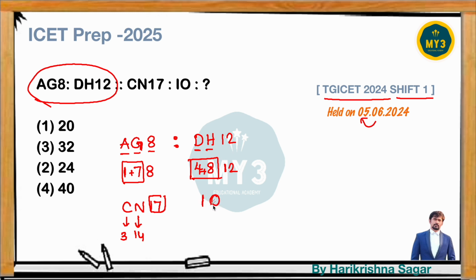Similarly, IO will become what? That's the question. What is I? I already told you. I will look like this. That means I is 9. And what is O? In E, J, O, T, Y: E is 5, J is 10, O is 15. So 9 plus 15 should be your answer, which is equal to 24. Available as option 2. You can mark it as the answer choice. Hope you are able to understand this.